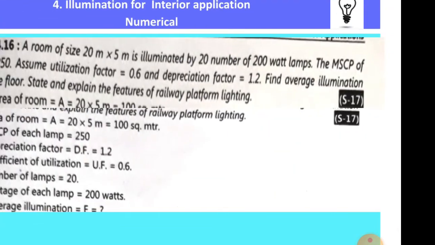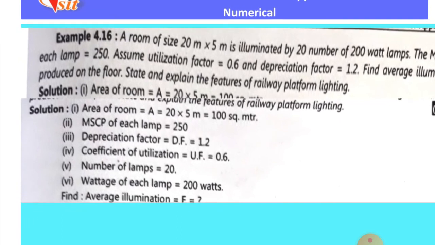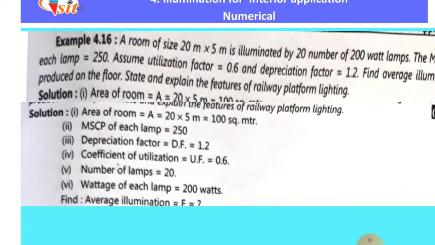In the given data, the area is 20 meter by 5 meter, the total area is 100 square meter. MSCP of each lamp is 250. Depreciation factor is 1.2. Coefficient of utilization is 0.6. Number of lamps used is 20, and wattage of each lamp is 200 watt.